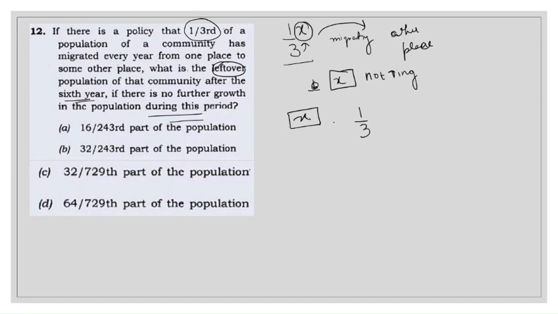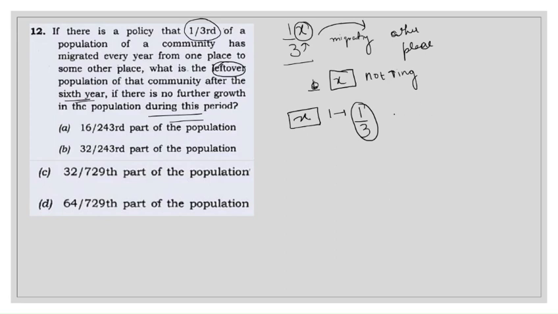So obviously we are not adding any more balls into that box. We are just taking out, so it will keep on decreasing, right? Now they are saying that if there is no further growth in the population during this period, what will be the leftover population of that community after the 6th year? So in 1 year, 1/3 of the population is migrating, or perhaps we are taking out 1/3 of the balls present in that box.